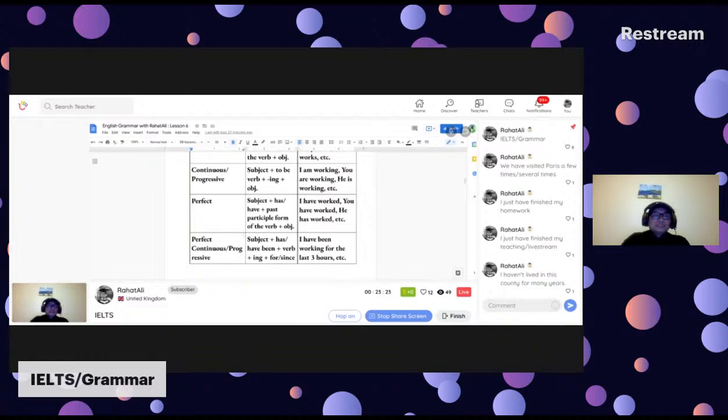Other examples are like repeated action but unspecified period. Like they have seen the movie 7 times. Like I've seen the James Bond movies, the new one, 3 times.